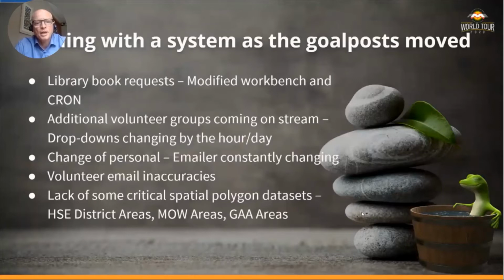The library book request came in at a later date, where the library offered books to be delivered to people cocooning. So we had to modify the workbench, save it purely for the library, and run a cron to run. They wanted to get the requests every 2 hours. So that changed the goalposts a little bit.